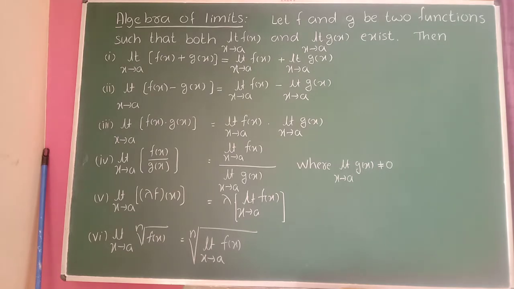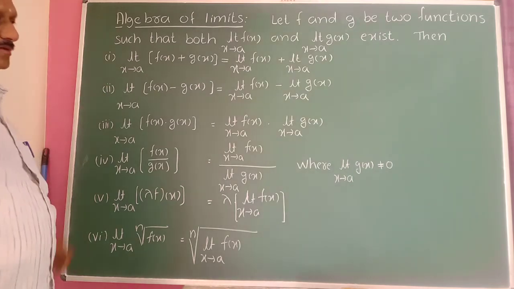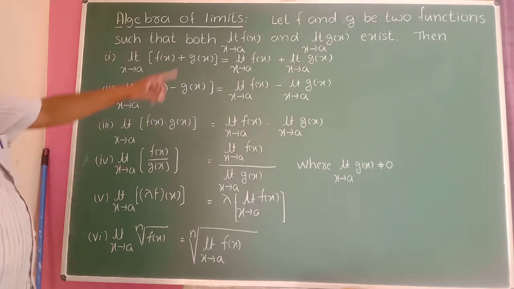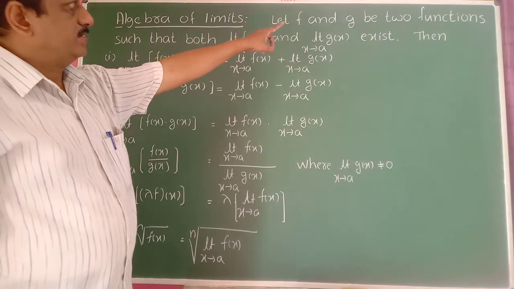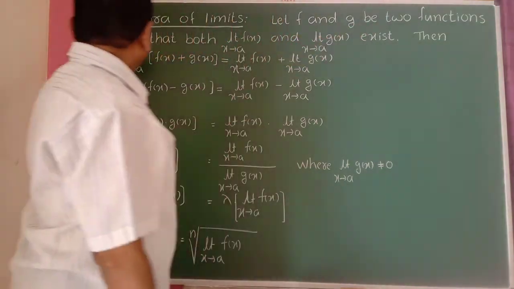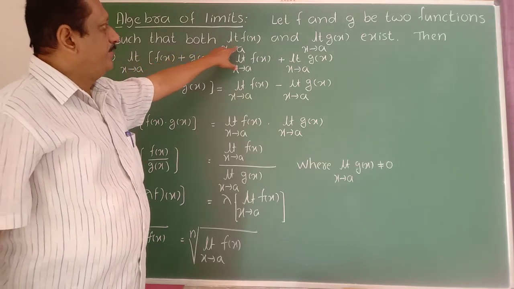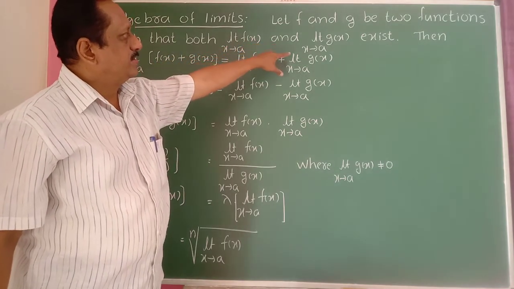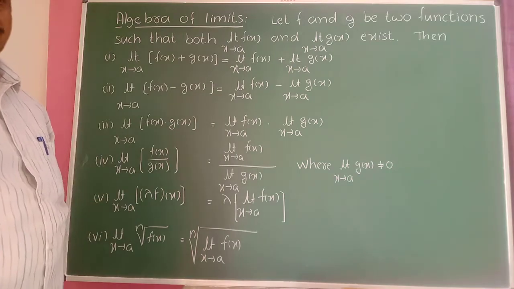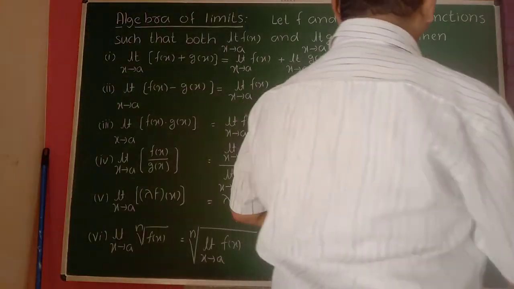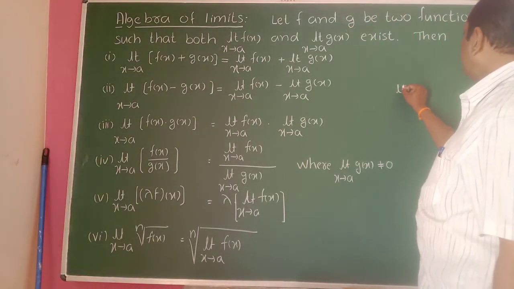So, algebra of limits. We use these algebra of limits while solving examples. Let f and g be two functions such that both the limit of f of x as x tending to A and the limit of g of x as x tending to A exist. Exist means one particular value must come.